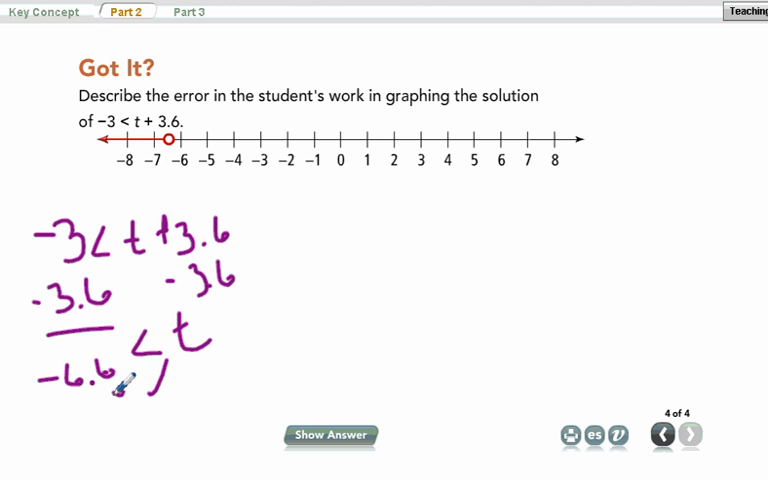So what is wrong? t is greater than all of these, so our arrow needs to go this direction because 0 is greater than negative 6.6. So that's where they made the mistake. Hopefully you were able to identify that without just me helping you.